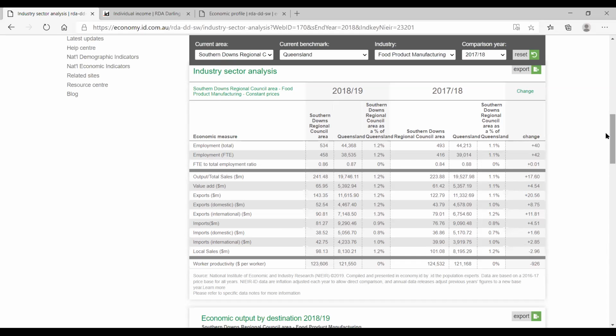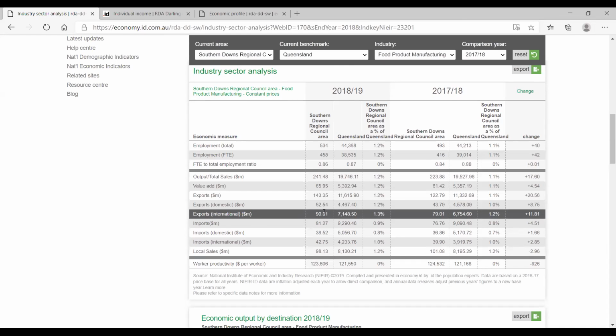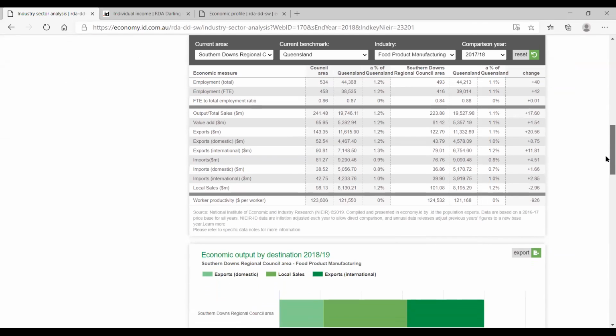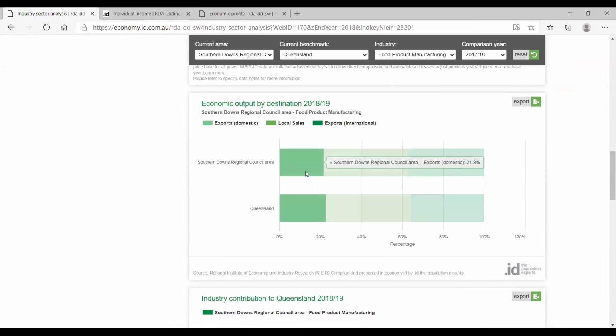So if someone comes to the council and says, we're thinking about setting up this food product manufacturing cannery or whatever it might be, you can download this information and provide it to them. It gives them an idea of how many people are employed in food product manufacturing, what the total output is. We've got our exports, domestic versus international, which is interesting because the more international we have, the more exposure we have had during this crisis. So lots of councils at the moment have been working through this data in particular to look at how exposed they are to COVID.